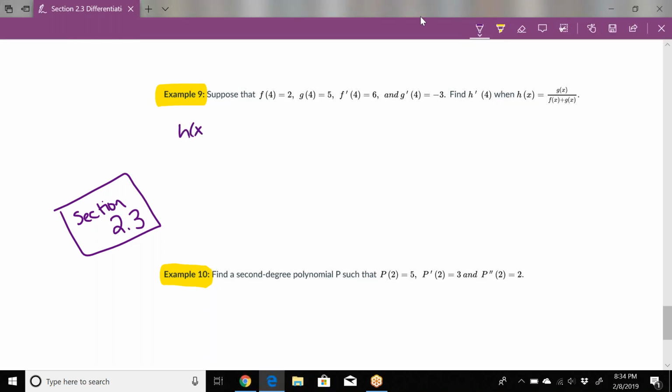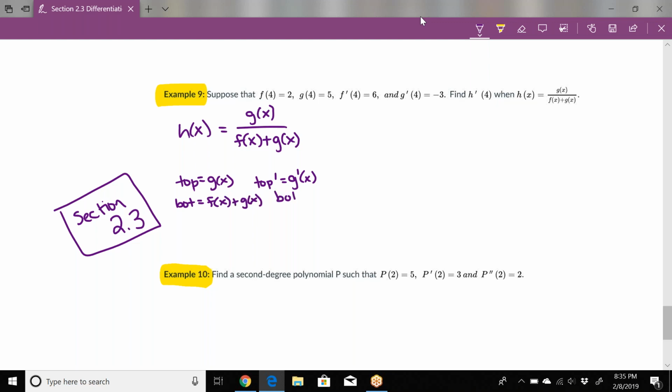So because it is a rational function, essentially functions on top of other functions, we're going to use the quotient rule. So the top is g of x, so top prime would be g prime of x, since we don't even know what the function is. The bottom is f of x plus g of x, and so the prime of that would just be f prime plus g prime, since derivatives can be taken of a sum.